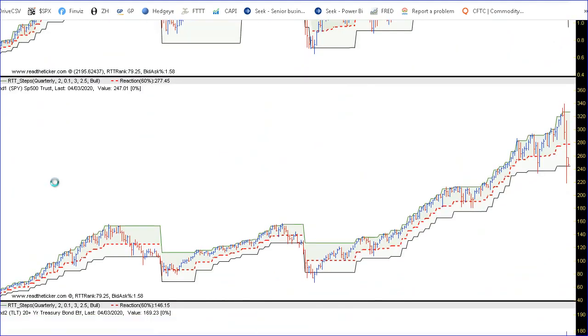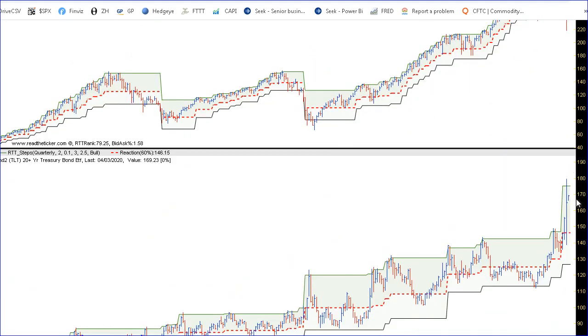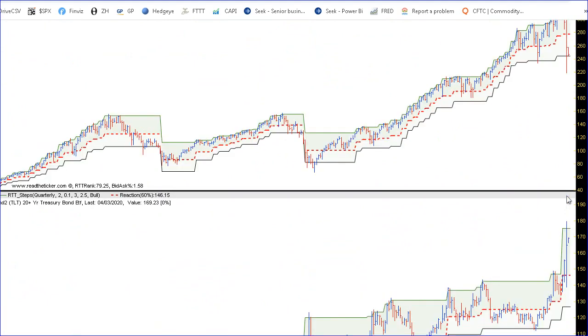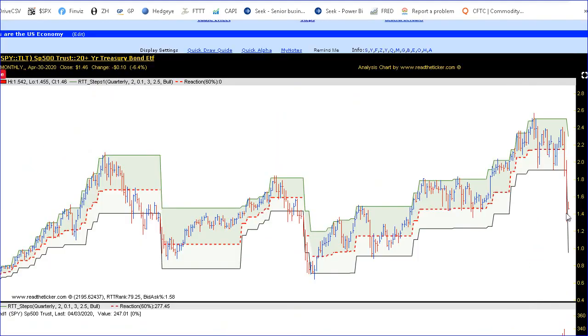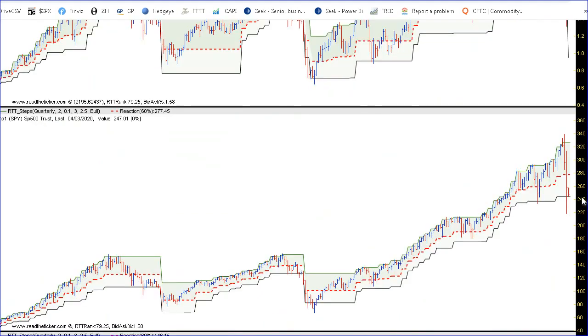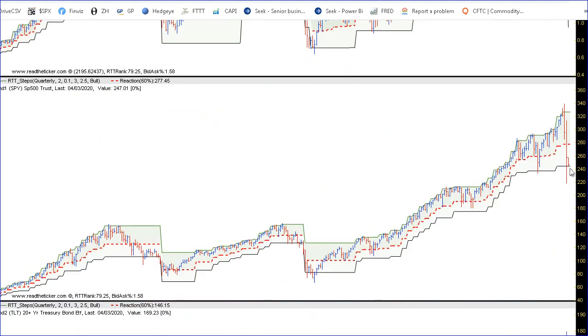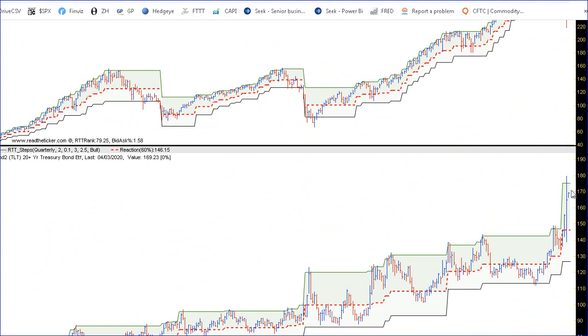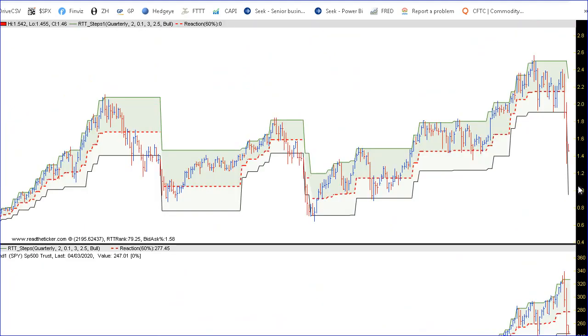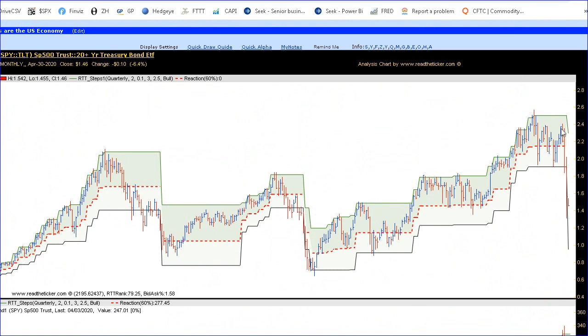Now we go down here, I'll explain that before. Here's the SPY, it's currently around 247, and the TLT is around 170. So the ratio is currently 1.5. So that means the SPY around 240 to TLT 170. Now, what's important about the ratio is that, with the RTT steps, it helps us to forecast.